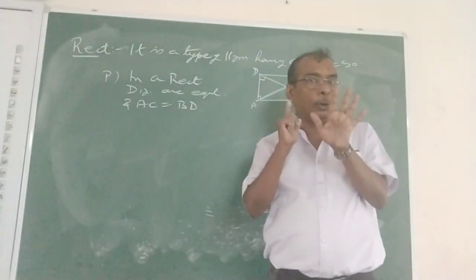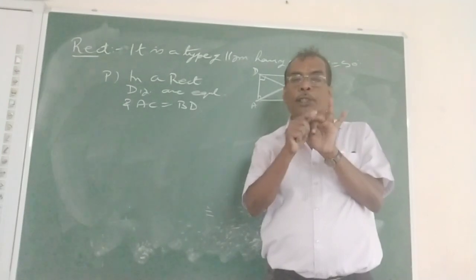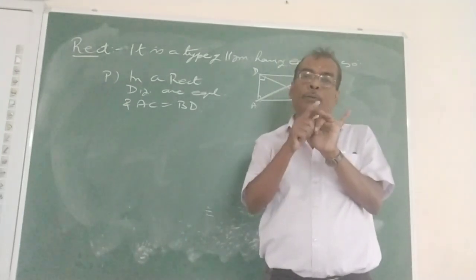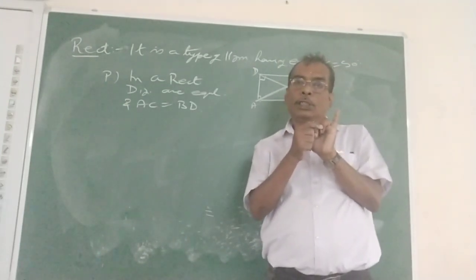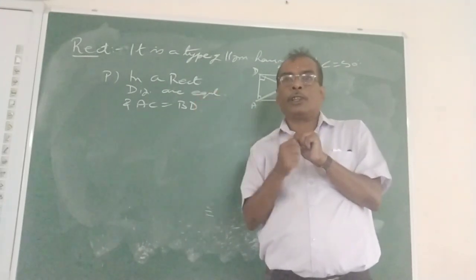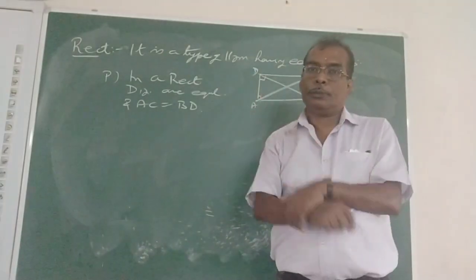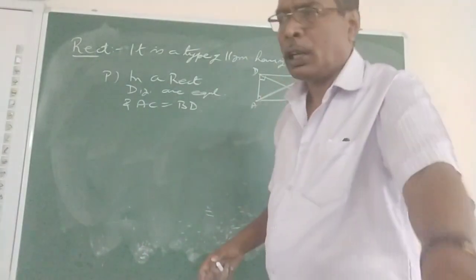Number 1 is opposite sides parallel, number 2 is opposite sides equal, number 3 is opposite angles equal, number 4 is diagonals bisect each other, number 5 each angle is 90 degrees, and number 6 diagonals are equal. Okay, so this is about the rectangle.